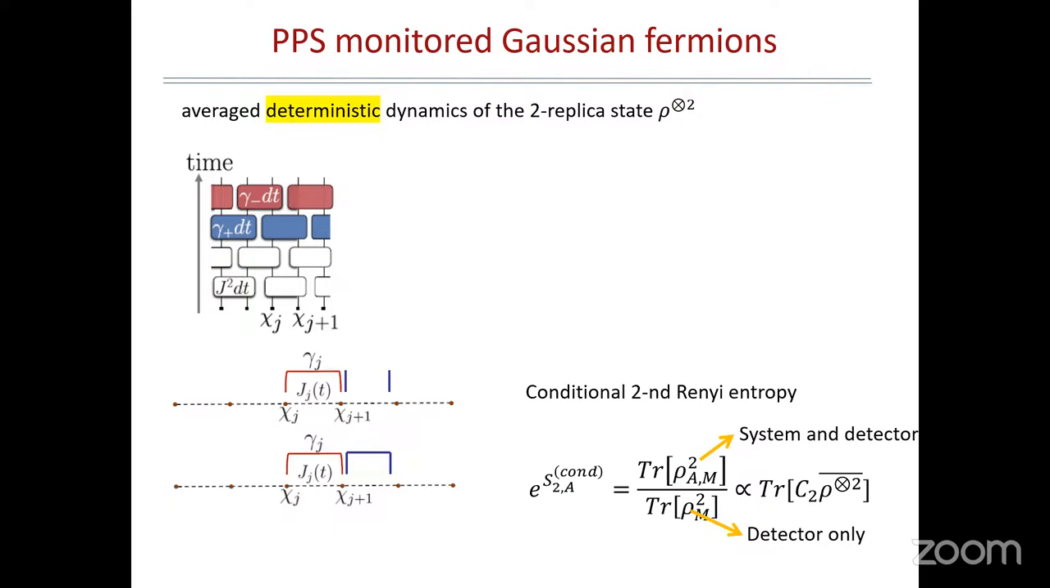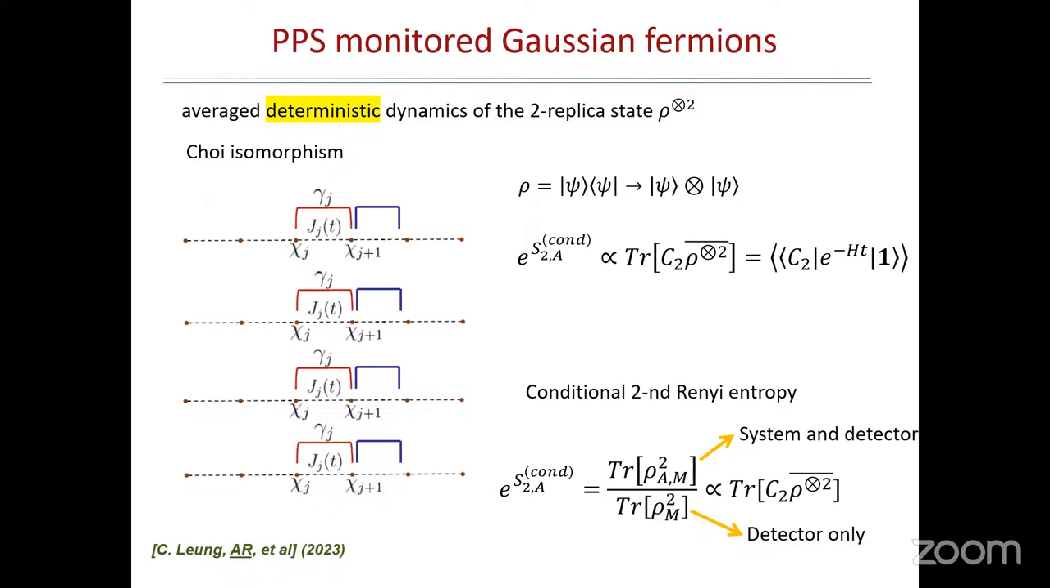And then we do some mathematical tricks. The first one is to take the simplest possible quantity which is nonlinear in the density matrix. And this is what's called the conditional second Rényi entropy. So that's essentially the second Rényi entropy between subsection A and subsection B of the system, but including also the detectors, not only the system. And the final step that we do is what is called the replica trick plus a Choi isomorphism.